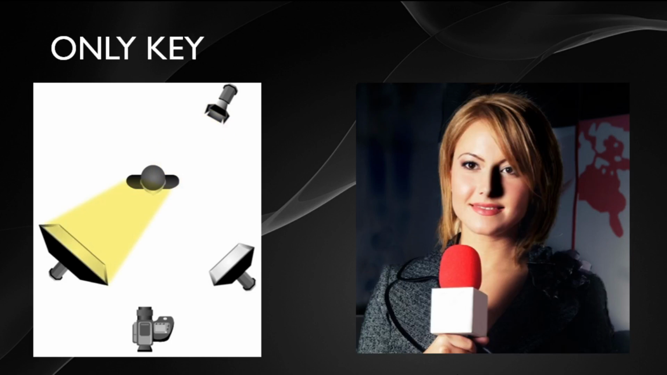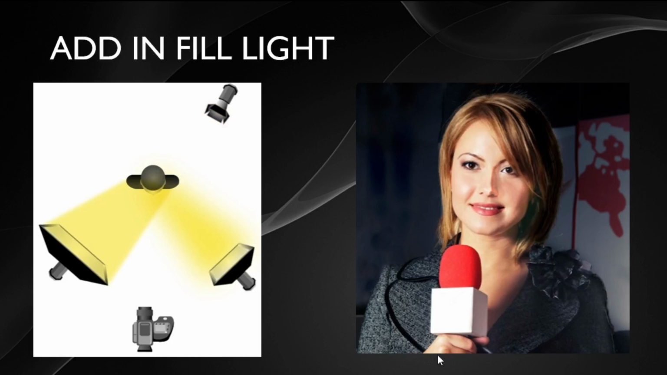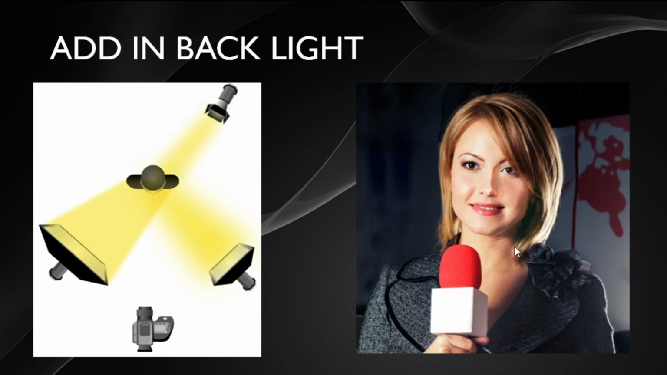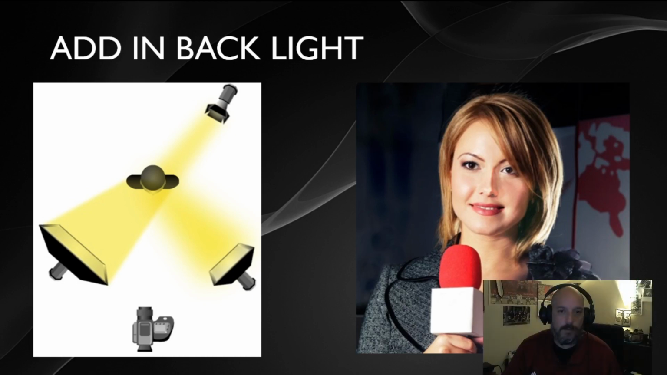So let's look at that again. We've got the key light that's going to come in and cover the front part of her face. We've got the fill light that's now being added in, and it's making the front of her body a lot easier to see. And then with the backlight, we're separating her from the background. And so that's going to be your 3-point lighting.